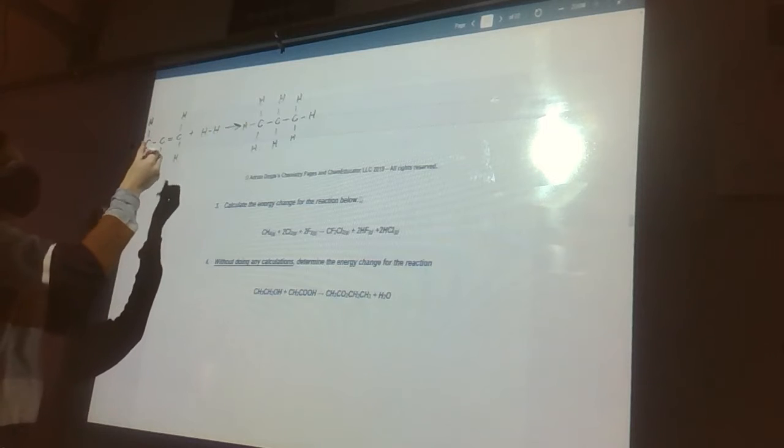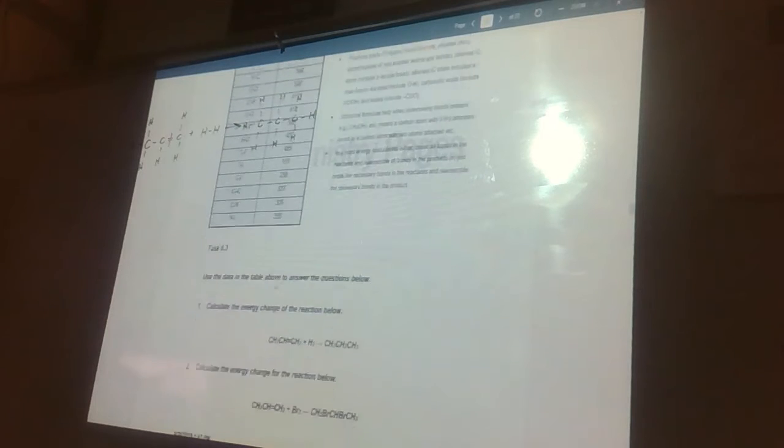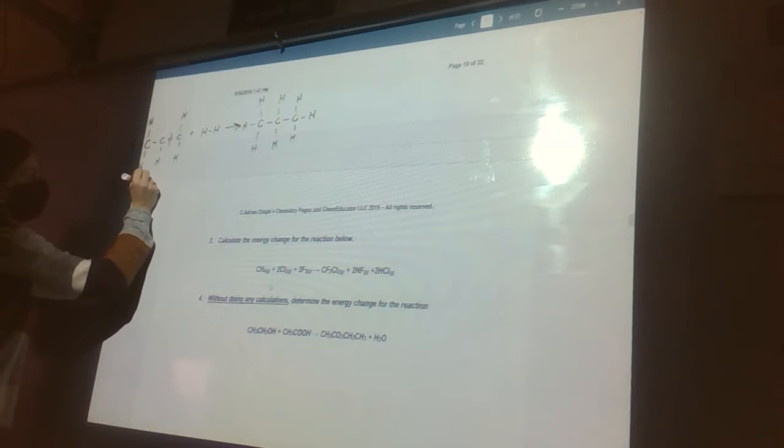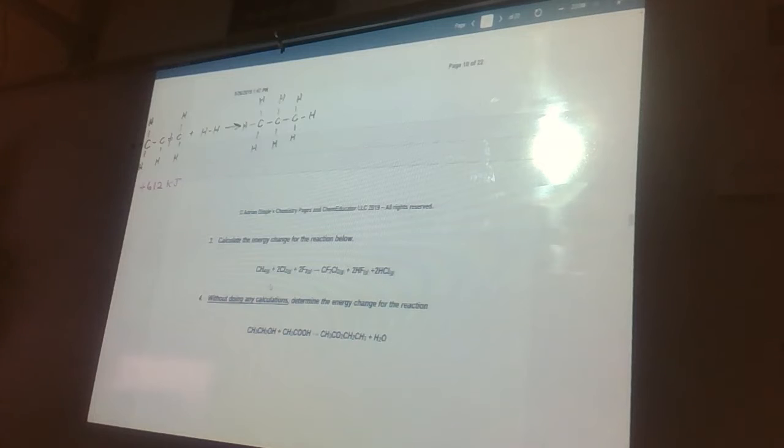Here, we need to break this bond, right? So we're going to break a CC double bond, and that requires 612 kilojoules of energy. Per mole. So if I had a whole mole of CC double bonds, it would take that many kilojoules per mole. Okay?